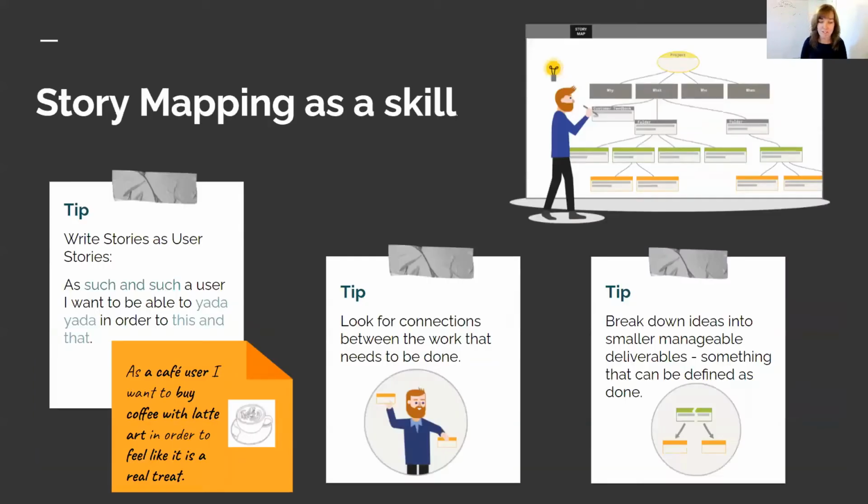Now, story mapping is an art, but it's also a little bit of a skill. So it gets easier as you practice it. Here are some tips and tricks and what you can do to develop that skill. You can try to make yourself or your team think as a user by writing your stories. I think Post-its here. They're writing them as a user story. That means writing it through this kind of description here where it says, like, as such and such a user, I want to be able to yada yada yada in order to this and that.